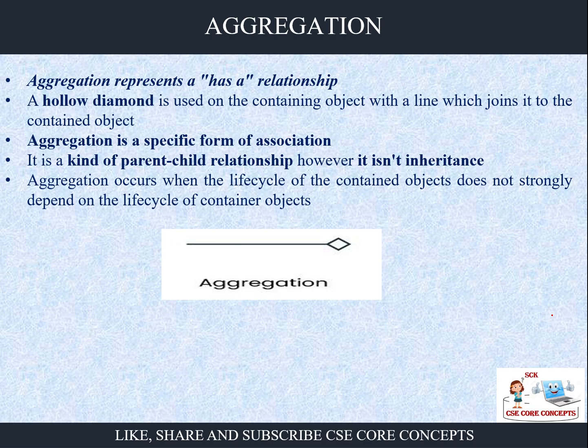Another relationship is the aggregation, which is also called a has-a relationship. It is represented with a hollow diamond, and it is a type of association only, but it shows a parent-child type of relationship. Do not confuse it with inheritance. It occurs when the contained objects do not strongly depend on the container. One object is dependent on the other, but not so strongly that if the bigger object dies, then the other will die.